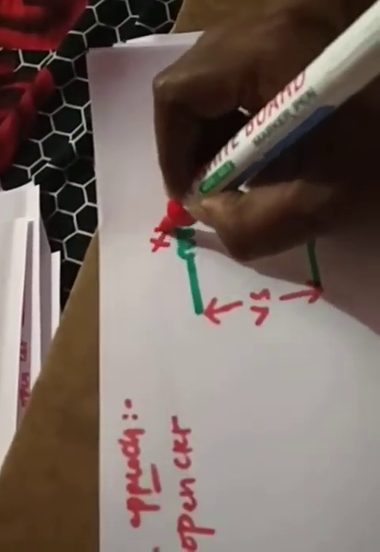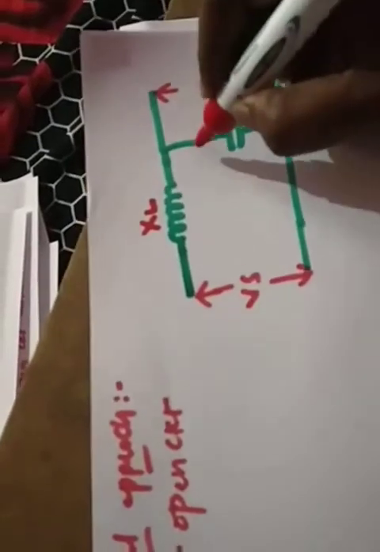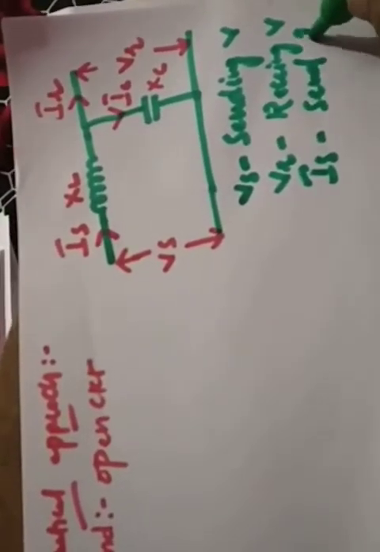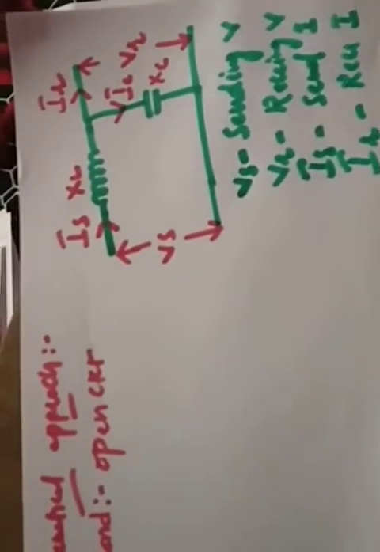This we can call XL. This we can call XC. This we can call IC. This we can call the sending end current. This we can call the receiving end current. So I will write it. So what are the things, right? Vs is nothing but the sending end voltage. Vr is nothing but the receiving end voltage. Is is the sending end current. IR is the receiving end current. Right? IC is my charging current.